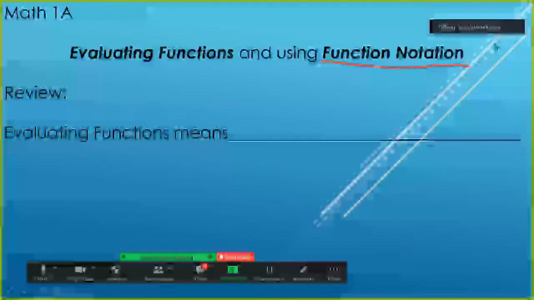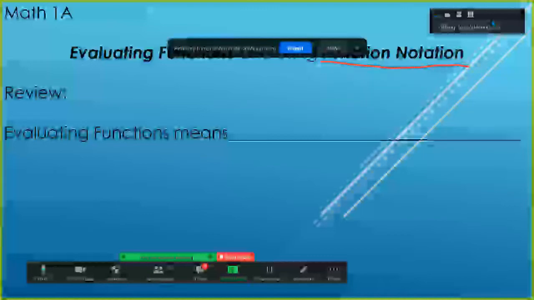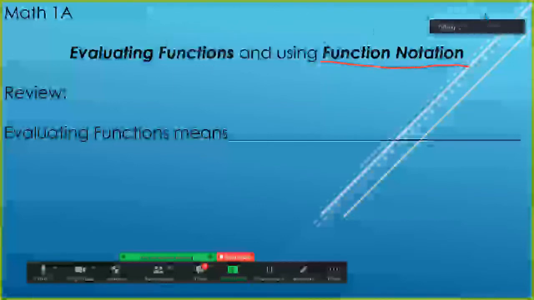A quick review before we get going. So evaluating functions, we talked about this again yesterday. What does it mean if I ask you, or the curriculum in a book or Edmentum asks you, to evaluate a function? Anyone want to take a stab at this? In your own thoughts, in your own words, what does it mean to evaluate a function?